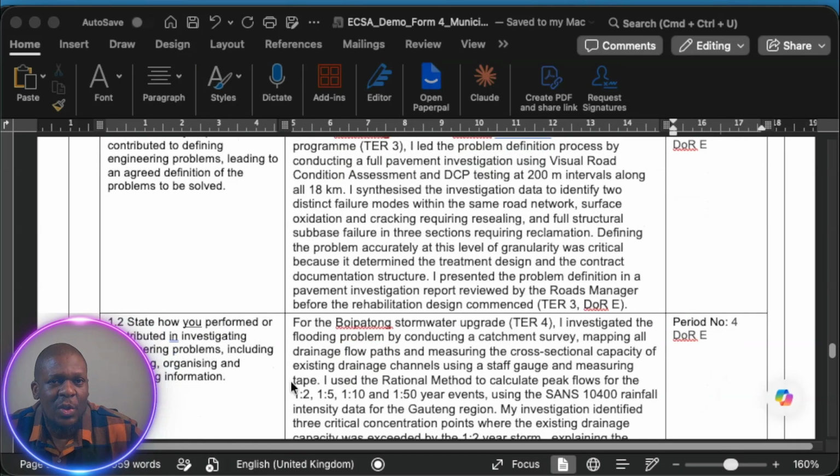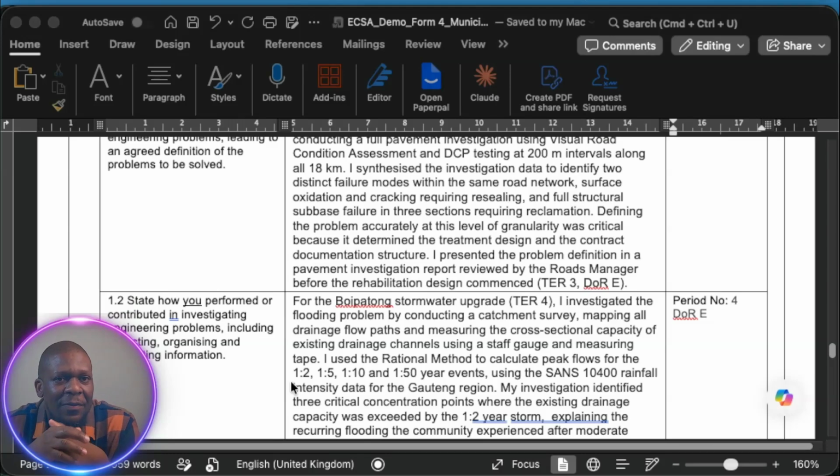Now, 1.2, state how you performed or contributed in terms of investigating. The reason why they say performed, because you might be performing or you might be contributing. State how you performed or contributed in terms of investigating the engineering problem.